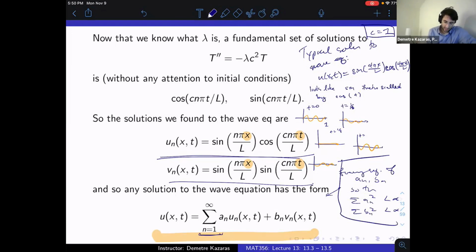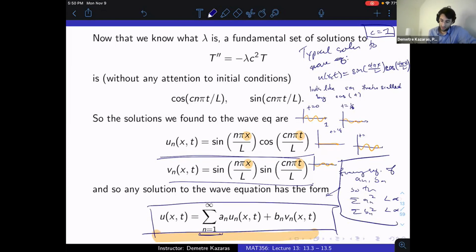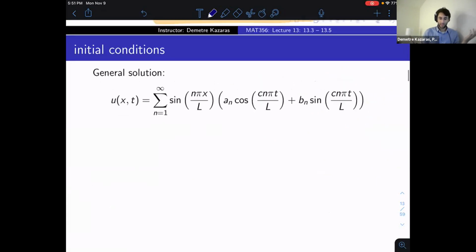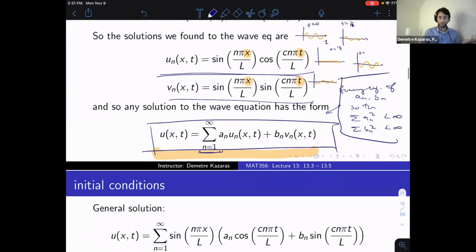Anyways, so this is a picture for these solutions. Some of the general solution will look like this. Let me just factor the sine x function out of the two. It will look like this. I just rewrote the same thing up here, except I wrote out what u and v were.